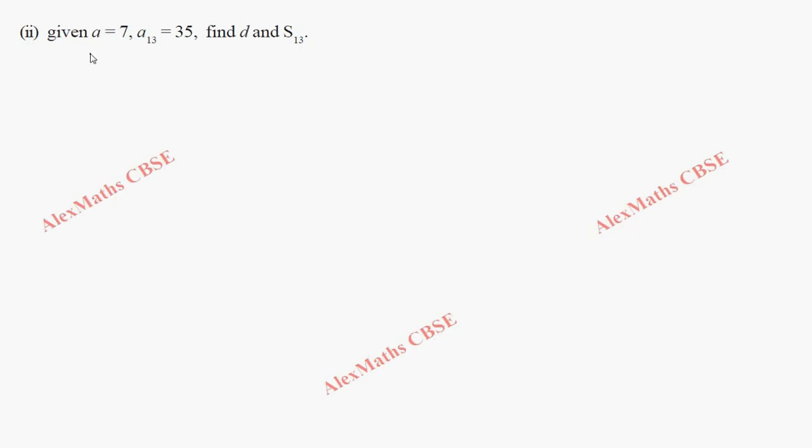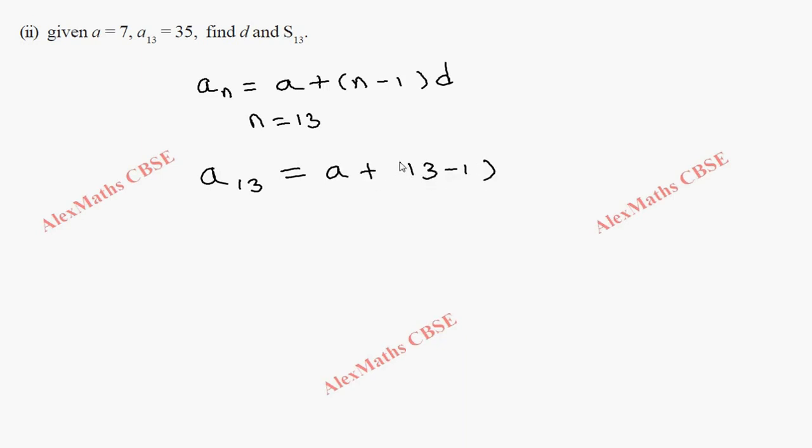In subdivision 2, a is given as 7, a13 is given as 35 and we have to find d and S13. So let's write the an formula. an is a plus (n minus 1) into d. Since a13 is given, we are going to substitute the value of n as 13 here. So now this expression will become a13 equals a plus (13 minus 1) into d. So a13 equals a plus 12d.